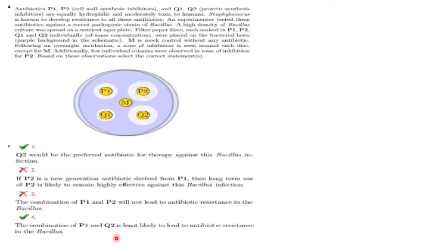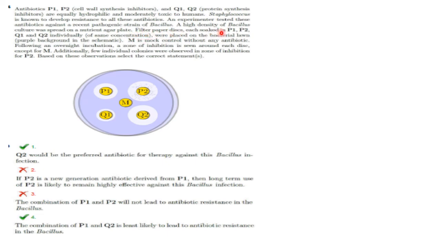Then next one. Antibiotics P1, P2, cell wall synthesis inhibitors, and Q1, Q2, protein synthesis inhibitors are equally hydrophilic and moderately toxic to humans. Staphylococcus is known to develop resistance to all these antibiotics. An experimenter tested these antibiotics against a recent pathogenic strain of Bacillus. A high density of Bacillus culture was spread on nutrient agar plate.